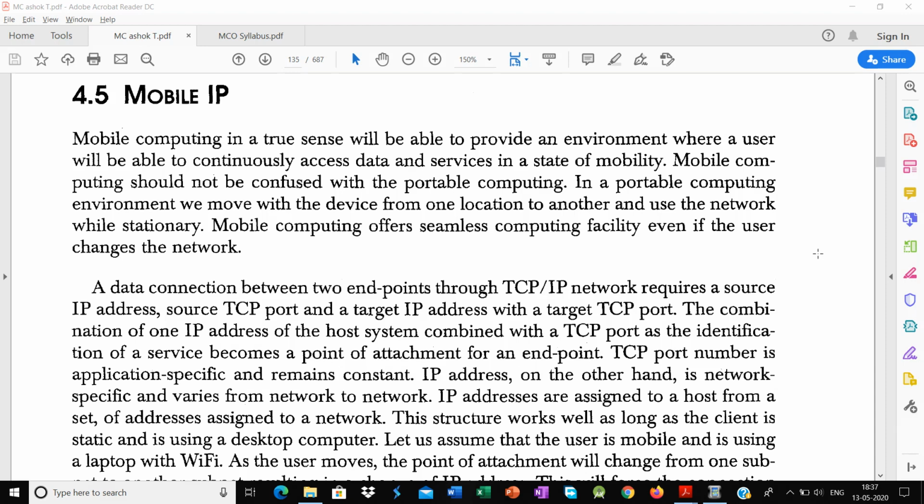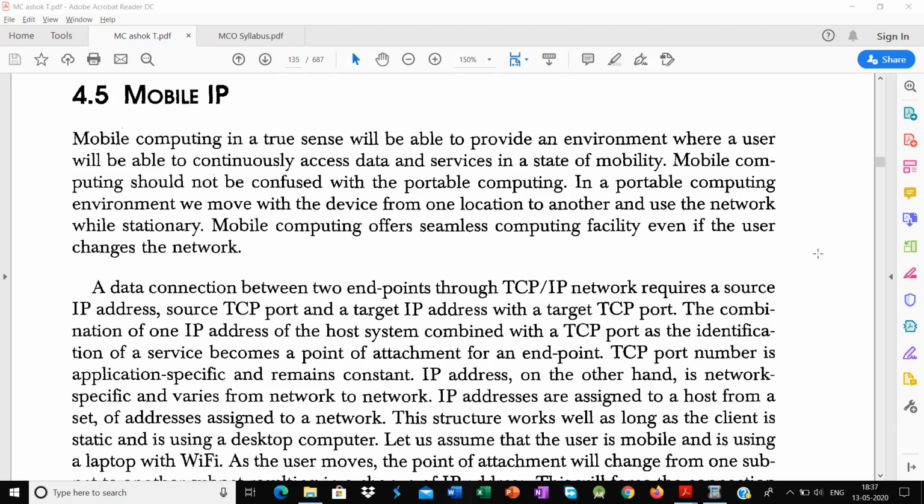We know that for continuous services for a mobile, you have to go for the mobility factors, and various mobile computing environments are available for your users to get continuous access or services for your mobile system. Okay, so mobile computing should not be confused with portable computing. It is not one kind of portable computing.